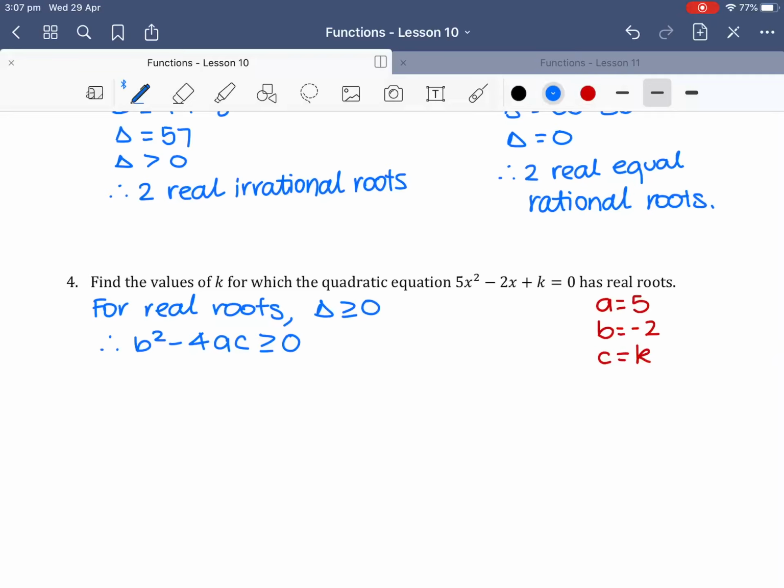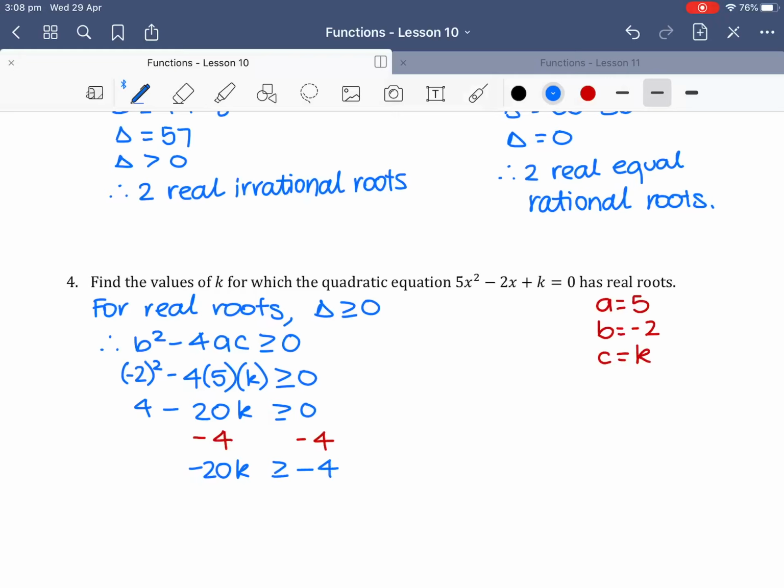So let's substitute them in. We have our b squared of negative 2 squared, minus 4 times our a of 5 times our c of k, is greater than or equal to 0. So therefore we have 4 minus 20k is greater than or equal to 0. Now let's get rid of our number that doesn't have a pronumeral attached to it, so our 4. We're going to subtract 4 from both sides. So we get minus 20k is greater than or equal to negative 4.